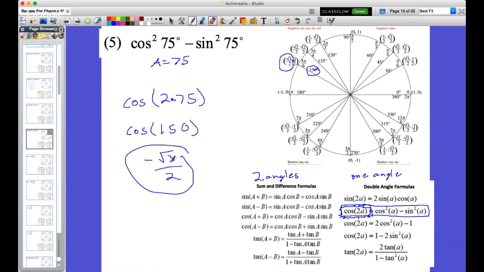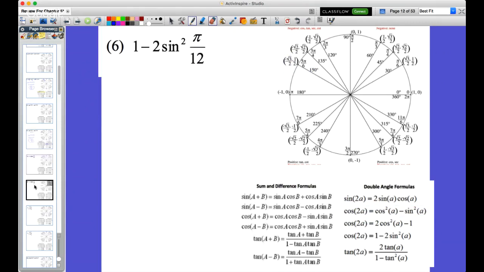So again, these expanded problems, they're not hard. They're rather simple for us. It's just more of like, okay, can I identify which angle I'm using, and can I evaluate the trig function or the trig ratio?